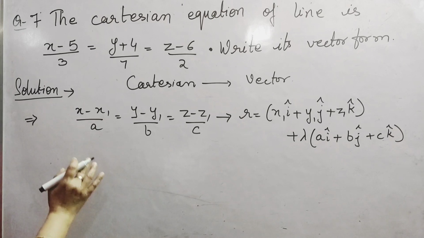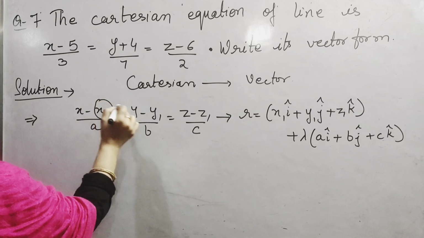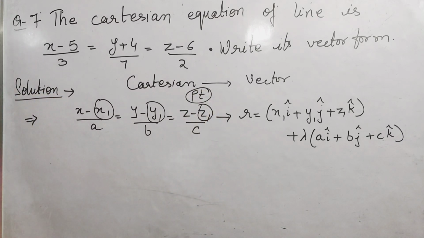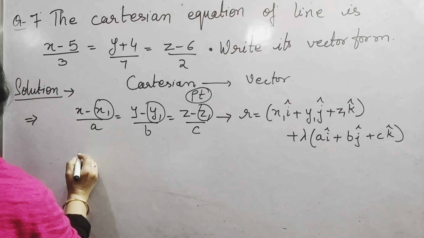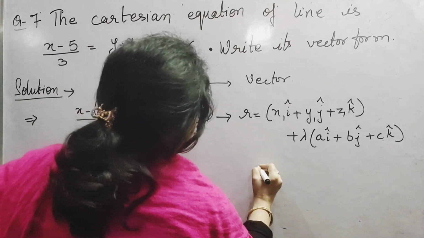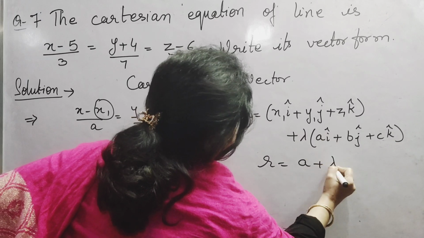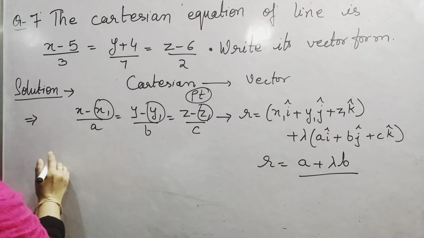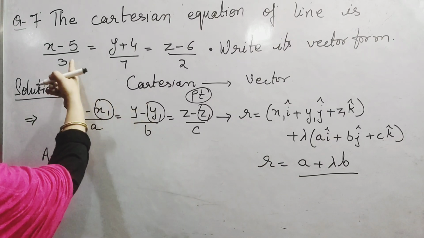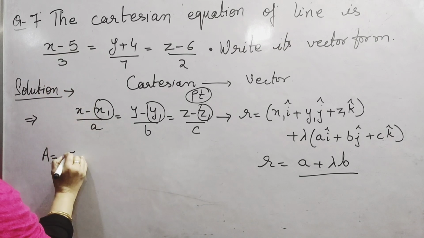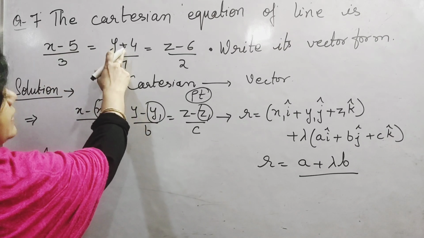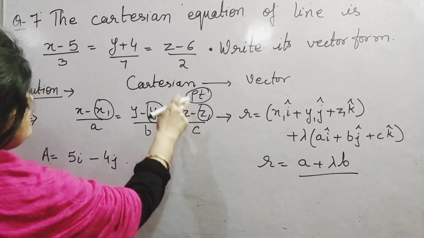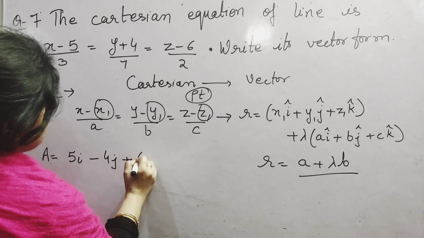And one thing I again want to tell you, these x1, y1, z1 are the points from where the line passes. Now from here, the vector equation becomes r equals a plus lambda b. You can write it in this way. So point A here becomes 5i, comparing here, it is plus 4, that is minus 4j, and it is minus 6, so it is plus 6k.